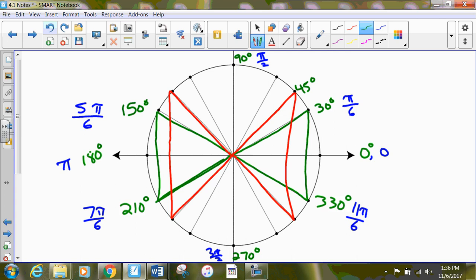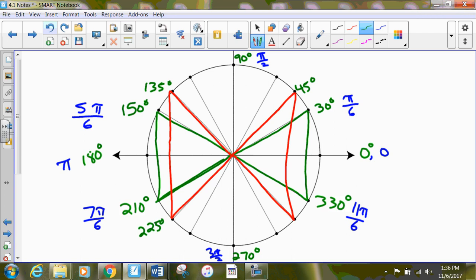180 minus 45, that's 135. So it's 135 degrees. And then if we could do the same thing that we did before, we go all the way to 180 and realize, nope, we need to go another 45. So 180 plus 45 is going to give me the 225. And then we're going to do the same thing.